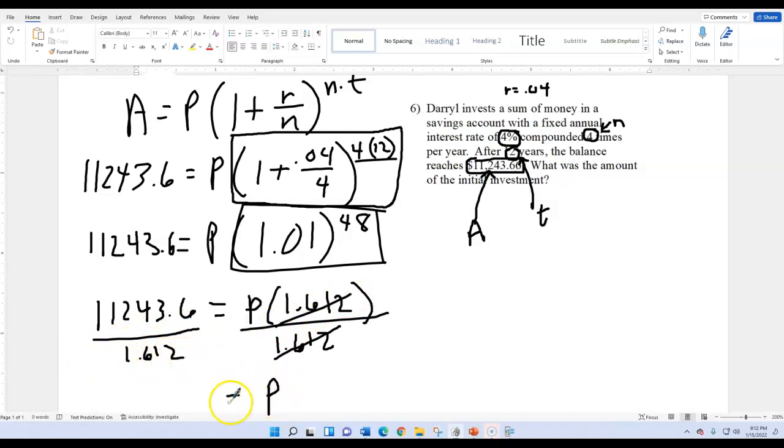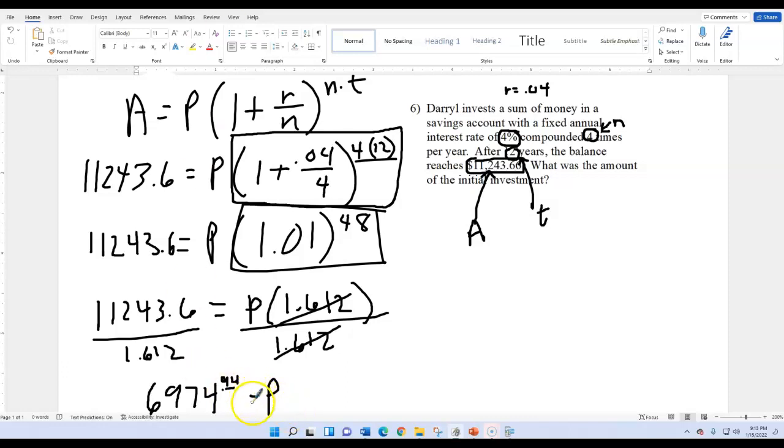And our P value turns out to be, once again, we'll use our calculator there, 6974.94 would be my decimal amount. All right, so $6,974.94 would be the final answer there. So that's how much the starting amount was.